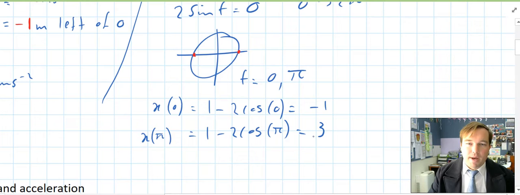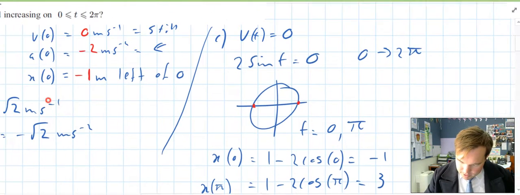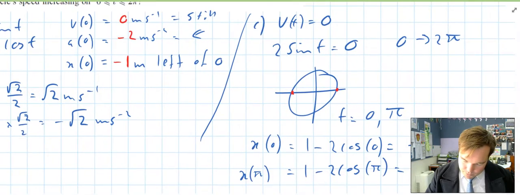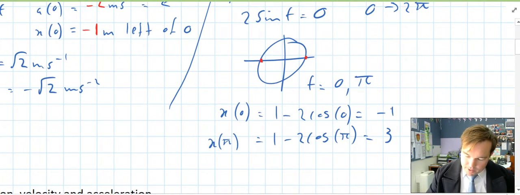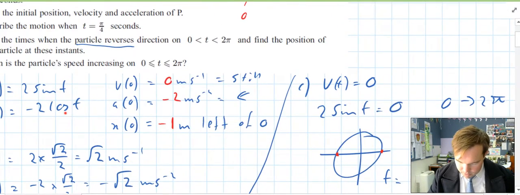So if we're thinking about where this particle reverses direction, it starts 1 meter to the left, and at that point it's at rest and effectively reverses direction, and it also reverses at 3, when it's 3 meters to the right of the origin. Alright.